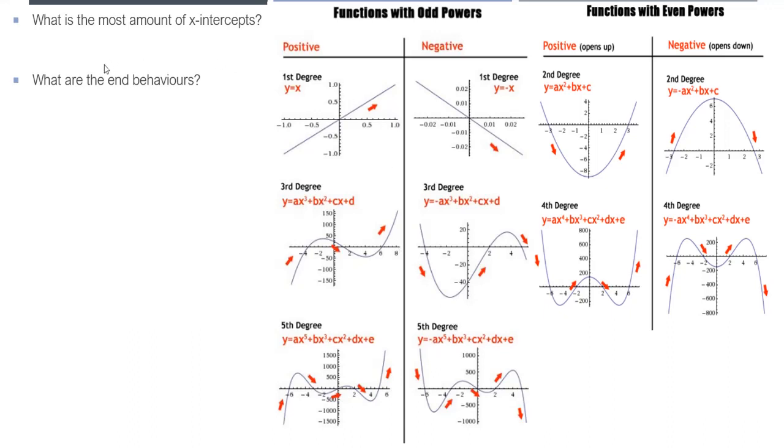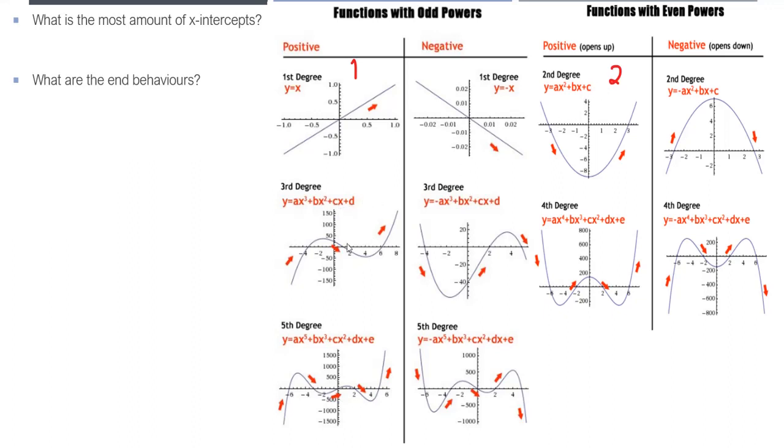So then answering this question, what is the most amount of x-intercepts for each of these? Well, if it's a first degree, we only have 1. If it's a second degree, possibly there's 2. There could be less. There could be only 1. There could be 0. But the max amount is 2.